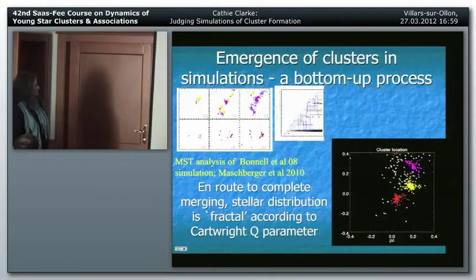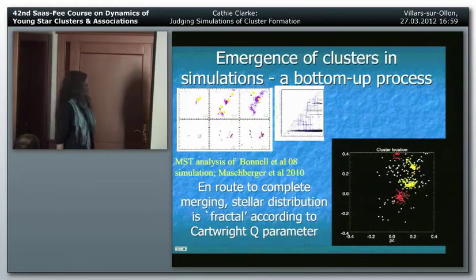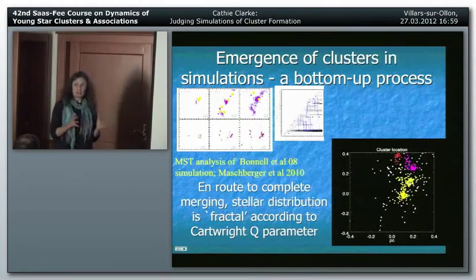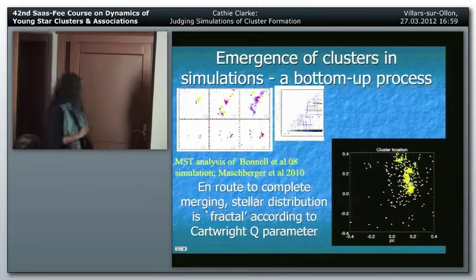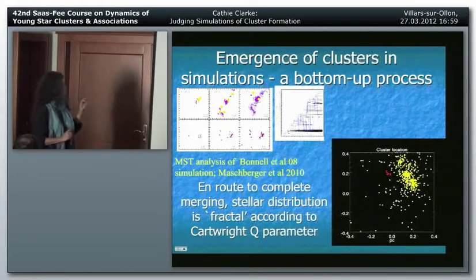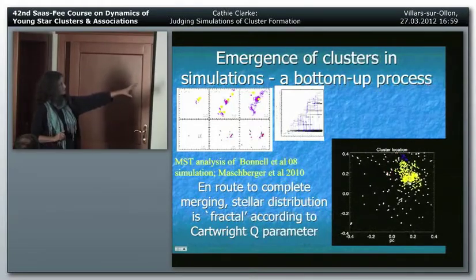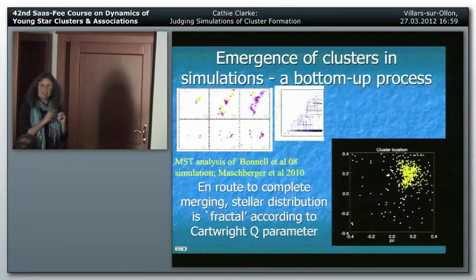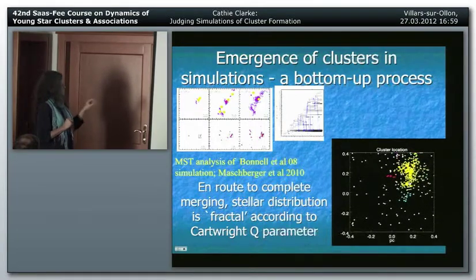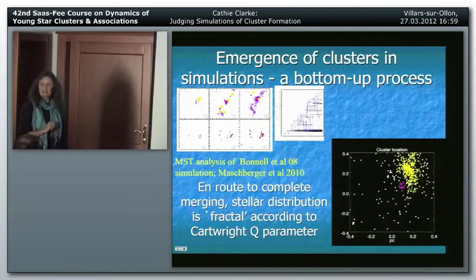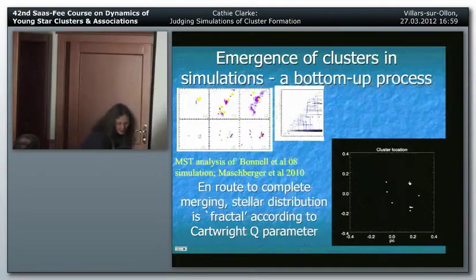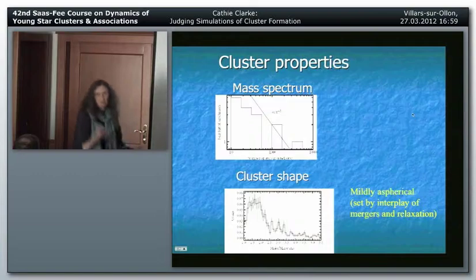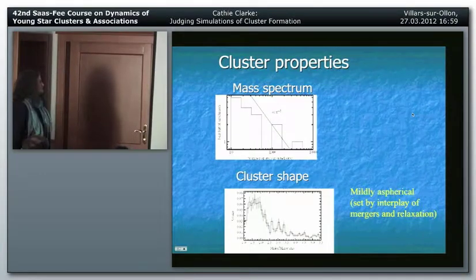But it perhaps reinforces the idea that in these simulations, at any rate, we don't know if it's true in nature, cluster formation is not a top-down process, it's definitely a bottom-up process. And if you analyse them at intermediate stages, in other words, not when it's all merged at the end into a condensed cluster, you find that it will be classified as fractal according to the Cartwright Q parameter, which is what you expect because you've got distributed regions of high density. At the end, of course, it gets a higher value of the Q parameter because in that area anyway, it's all gone into a cluster.